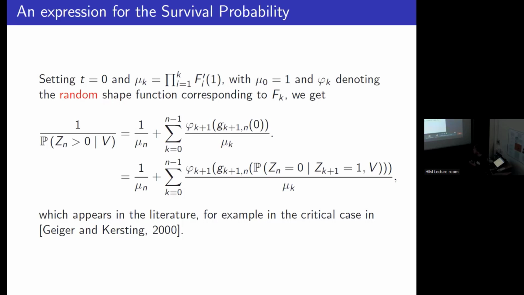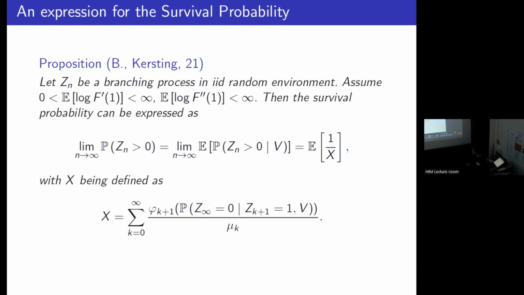Okay, because now what we want to do in the end is see the probability of ultimate survival. We will take the limit little n to infinity to get the probability of ultimate survival, or survival forever. And all right, so we obtain the following proposition: Zn is a branching process in IID random environment, and we assume that it is supercritical, and this should be less than infinity, and we also assume that the second moment isn't too large.